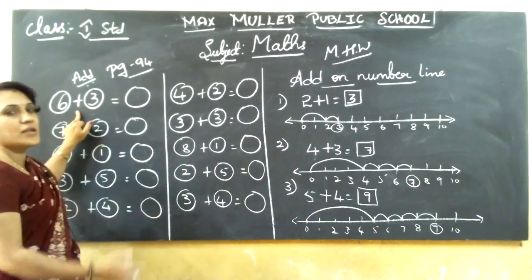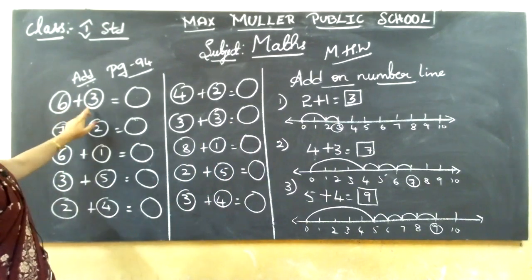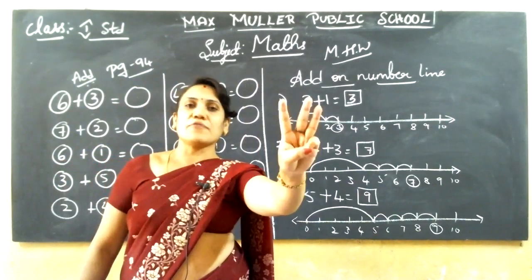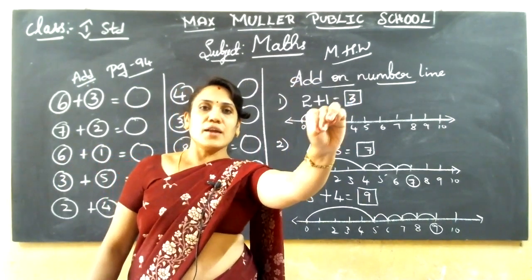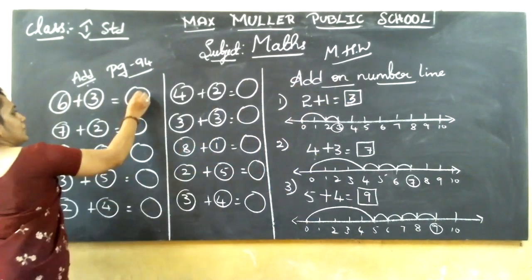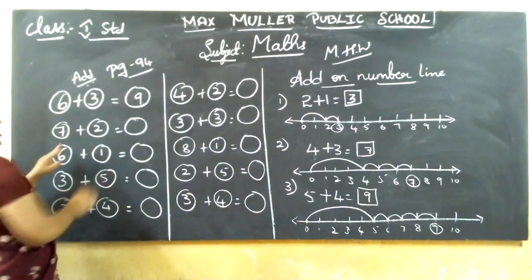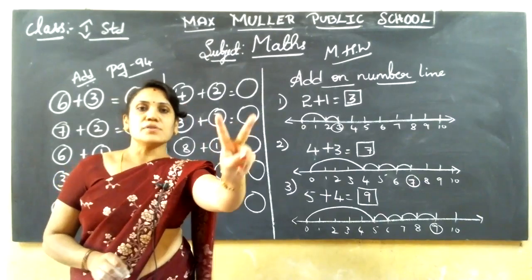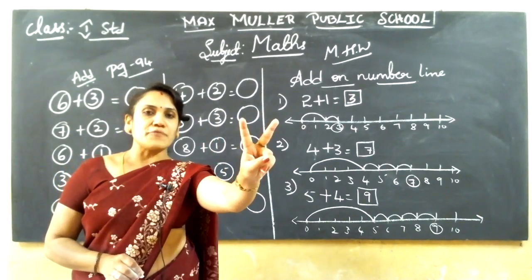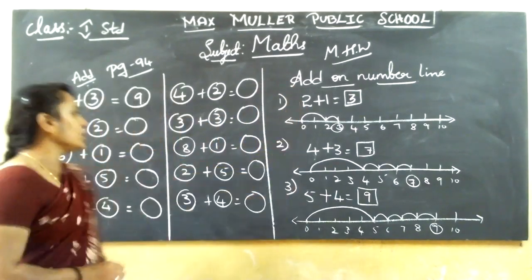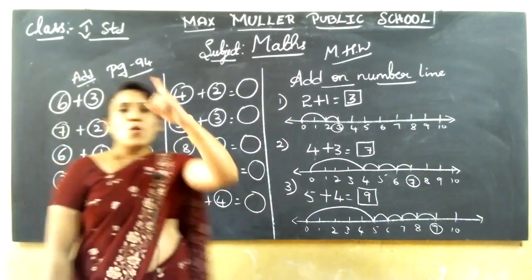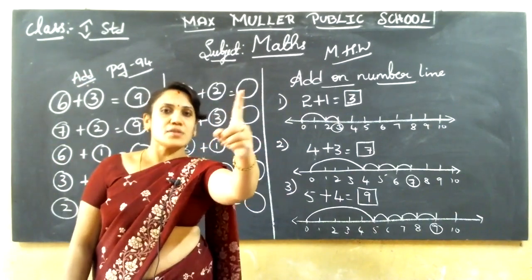Yes, once again I'll explain. 6 in the mind, 3 in the finger. After 6, 7, 8, 9. What is the answer? 9. Then the second sum. 7 in the mind, 2 in the finger. After 7, 8, 9. Then 6 in the mind, 1 in the finger. After 6, 7.